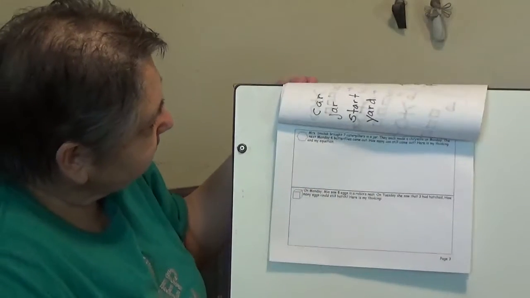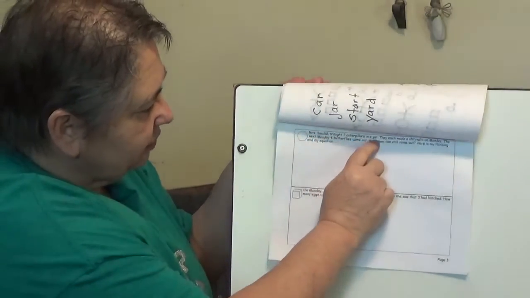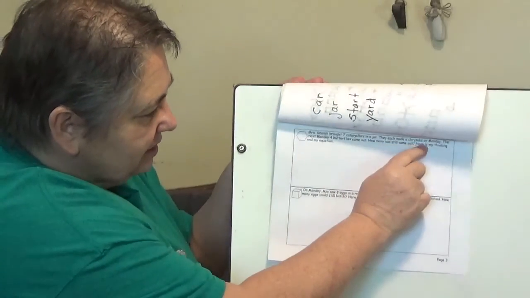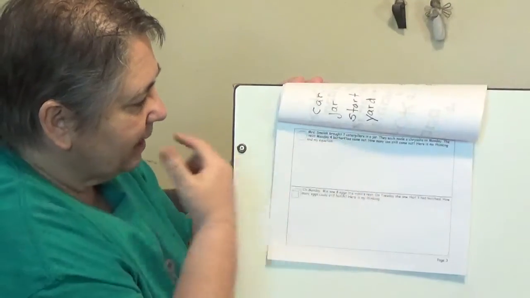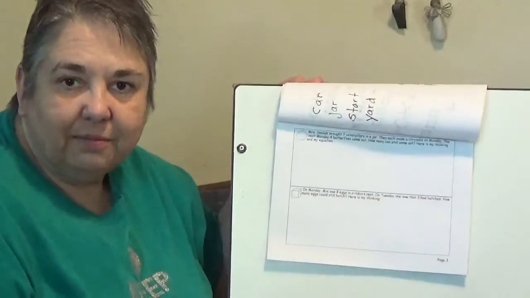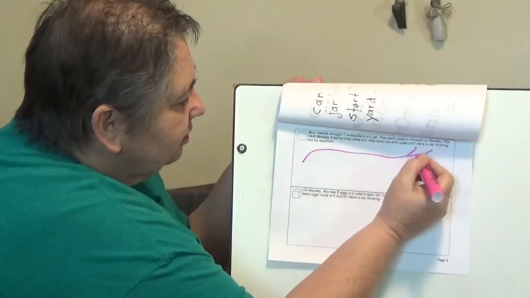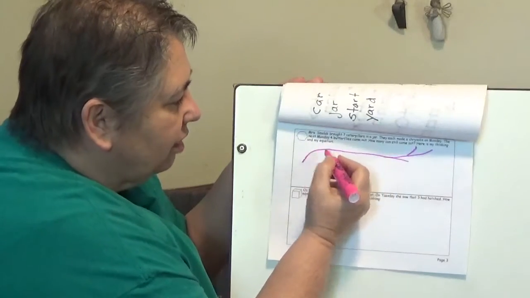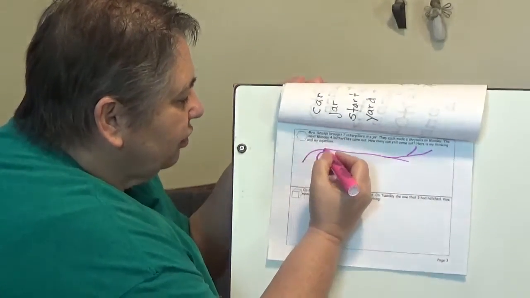Mrs. Smolock brought 7 caterpillars in a jar. They each made a chrysalis on Monday. The next Monday, 4 butterflies came out. How many can still come out of the chrysalises? So I'm going to draw the chrysalises. So I'm going to put a branch here. And I'm going to draw 7 caterpillars made 7 chrysalises.